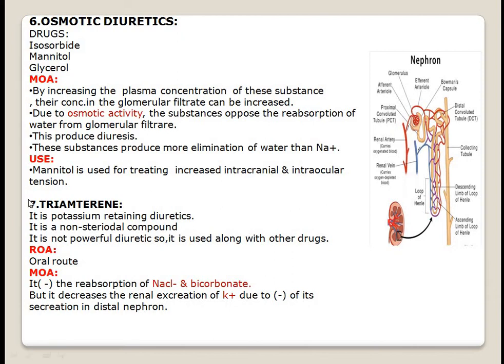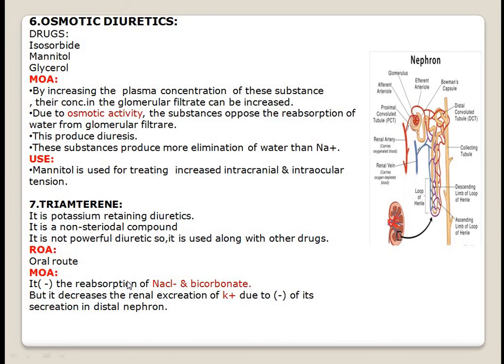Okay. Next one, triamterene. It is a potassium retaining diuretic. It is a non-steroid compound, but it is not very powerful. It is used along with other drugs. Okay, simple.